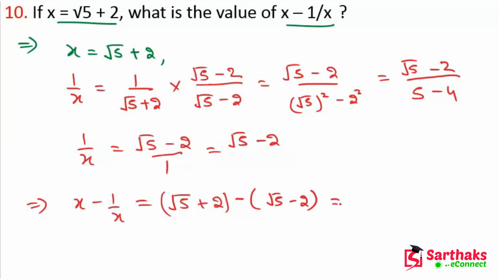If we open this bracket, we get under root 5 plus 2 minus under root 5, and the sign will be changed, so we get plus 2. This root 5 and this root 5 will be cancelled, so we get 2 plus 2, which is equal to 4. So the answer is 4. My dear friends, I hope you understand these things.